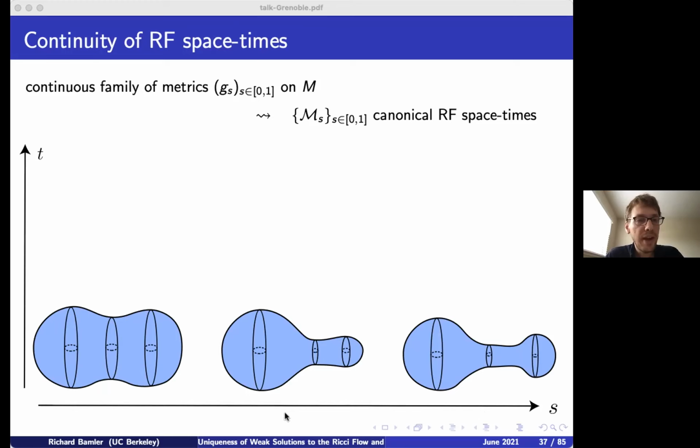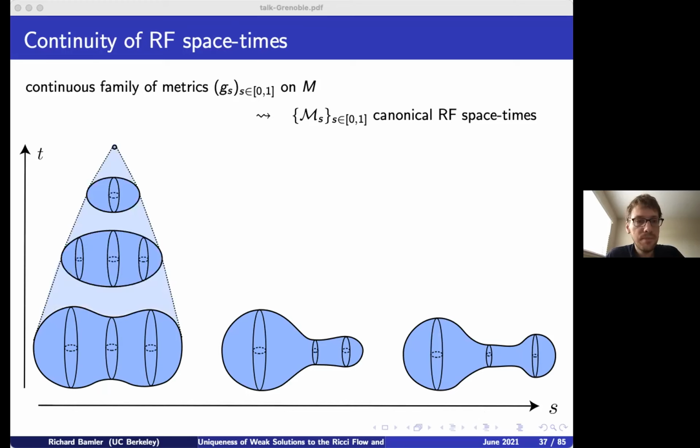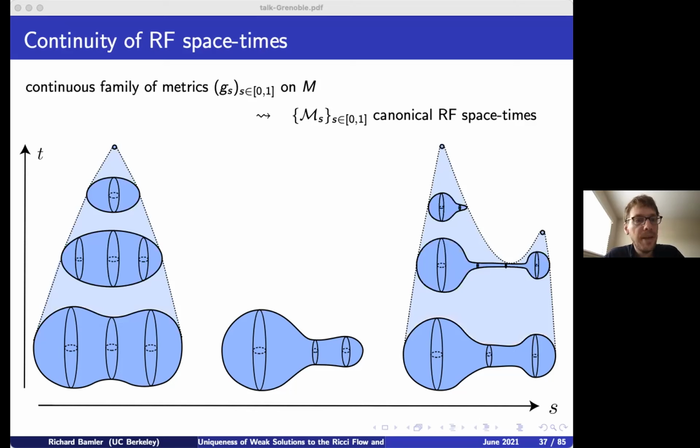So now for every s, I can evolve these metrics by this canonical singular Ricci flow. Okay, so maybe here I just get a standard round singularity. And here I may get a neck pinch. And so now I can ask, how do these flows behave if I move the parameter s from here to the right or from here to the left? Well, here the singular Ricci flow is just given by a conventional Ricci flow on a single manifold.